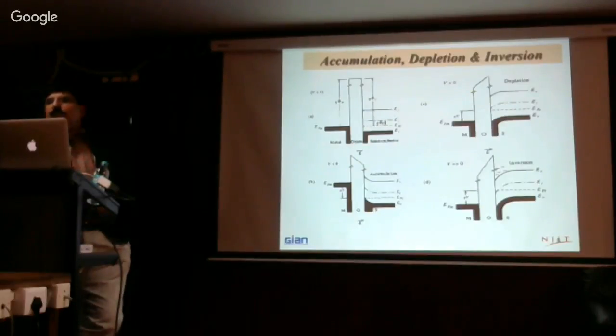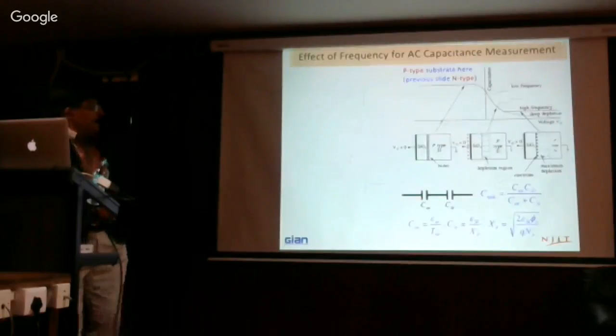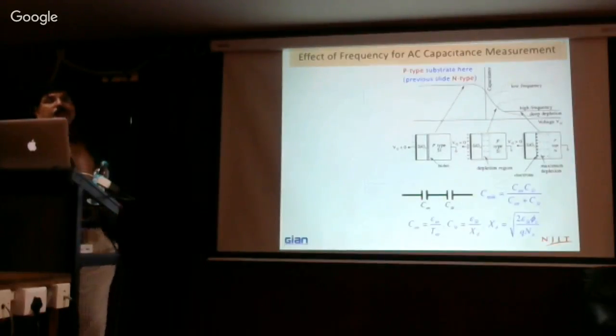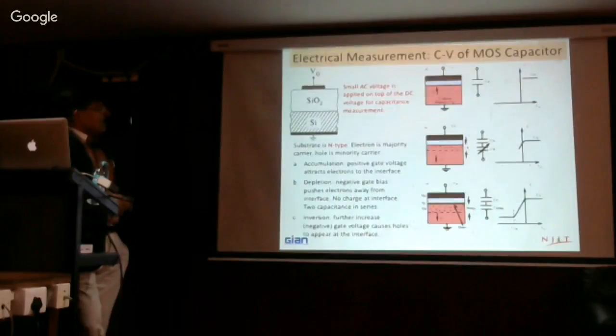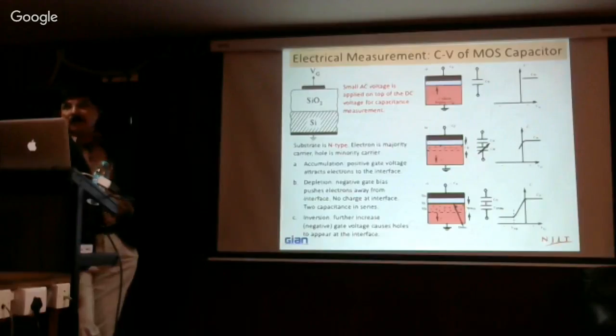Any questions on this one? You're all familiar with this one? Now, if you look at the impact of frequency, first the holes, this is your accumulation. This one goes this way, and this one goes that way. What is the difference there? Why this way and why that way? P type and N type.